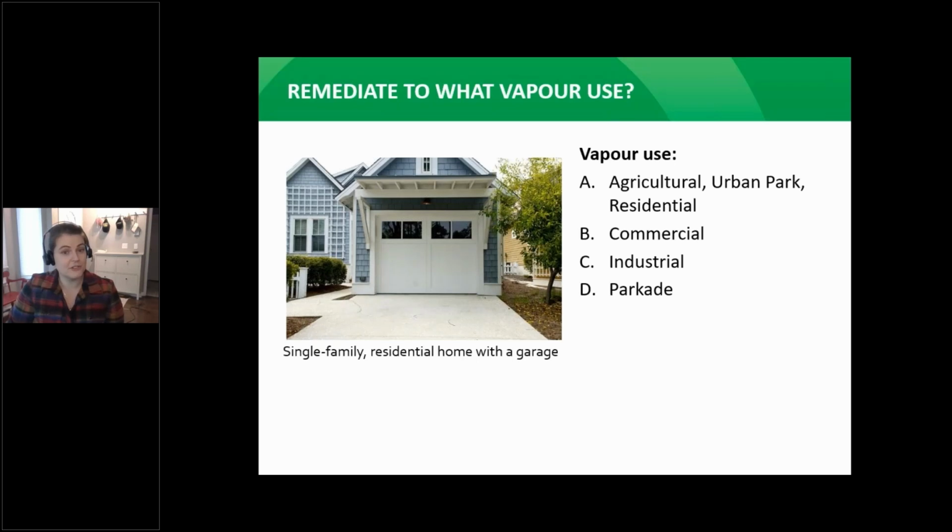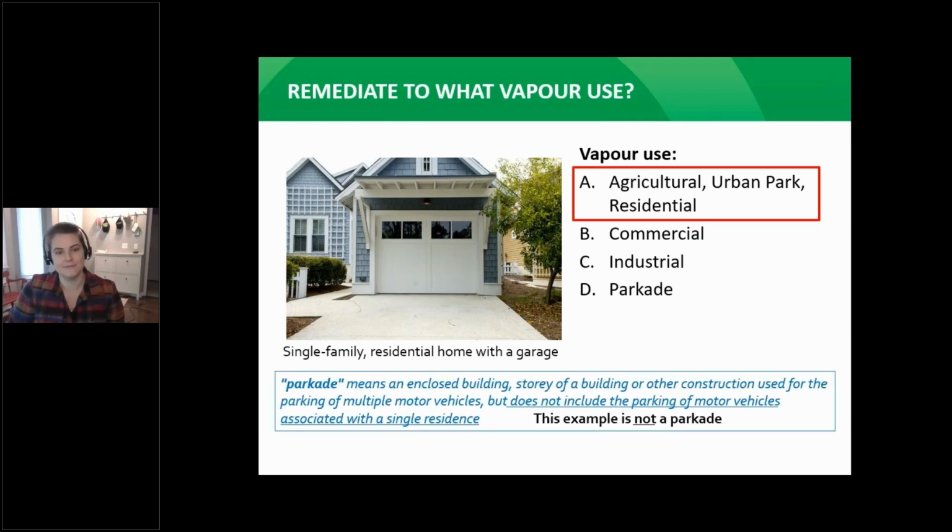What vapor use do you think would apply to the vehicle parking at a single-family residential home, like the one shown here? Next. The correct answer is agricultural urban park residential. The residential dwelling results in the selection of the residential vapor use, and the selection of vapor use matches the human receptor exposure scenario at the site. Note, vapor use is not the same as land use, so carefully select the appropriate vapor uses at your site.